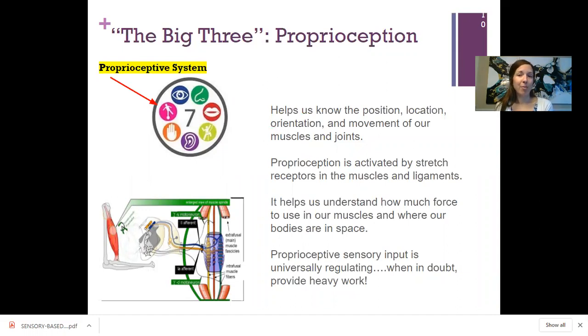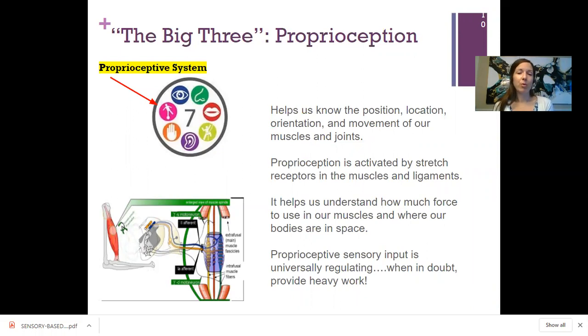And they're activated by stretch, and they help us understand, for example, if we were to pick up a cup of water, we know that we have to use a little bit more force than if the cup were empty and didn't have any water in it. Because from experience, we've picked up cups with water before. Our brains remember how much those weighed because of our proprioceptive system.